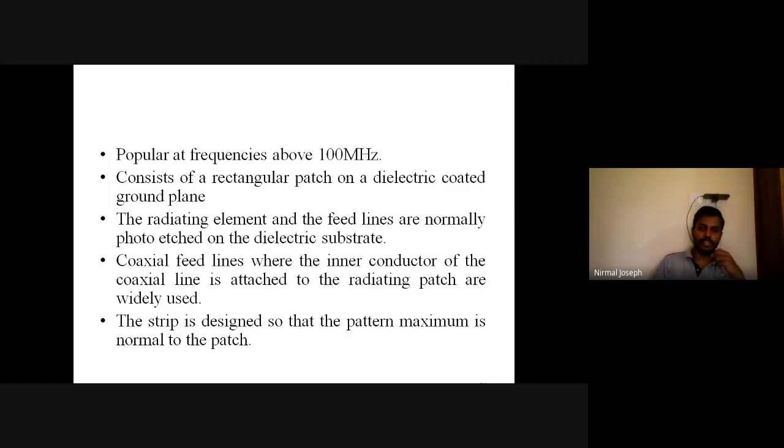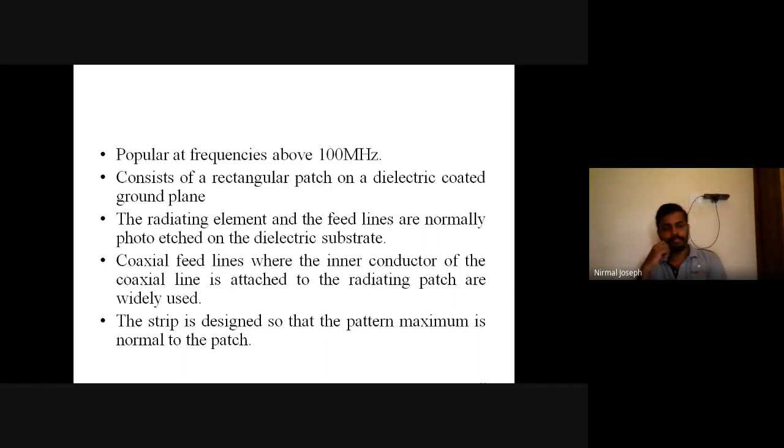It is popular at frequencies above 100 megahertz, that is, high frequencies. In low frequencies, it is not that popular. In high frequencies above 100 megahertz, it is very popular. And how does it look, or how is it designed? It consists of a rectangular patch on a dielectric coated ground plane. A rectangular patch will be inserted on a dielectric coated ground plane. The radiating element and feed lines are normally photo etched on the dielectric substrate.